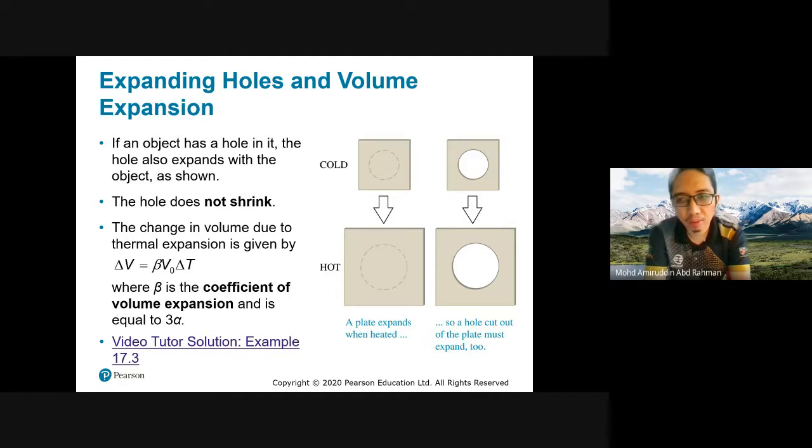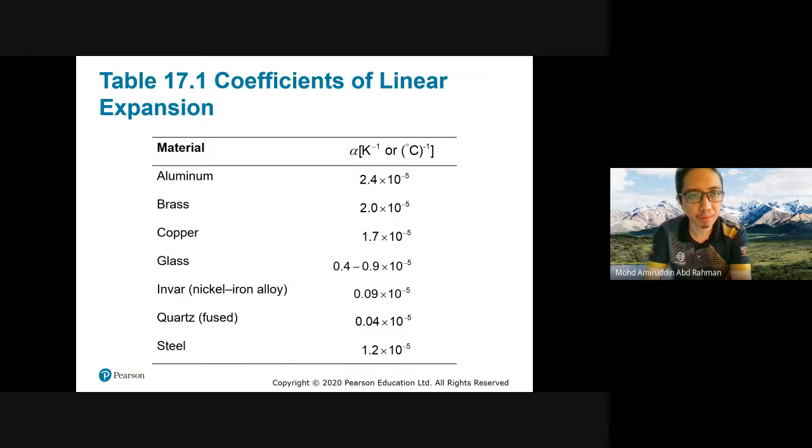So when you are measuring the volume rather than a line, you need to multiply by 3. That's why beta is equal to 3 alpha. This alpha is the coefficient of linear expansion of the material, so to get beta, the volume expansion coefficient, you need to multiply by 3.